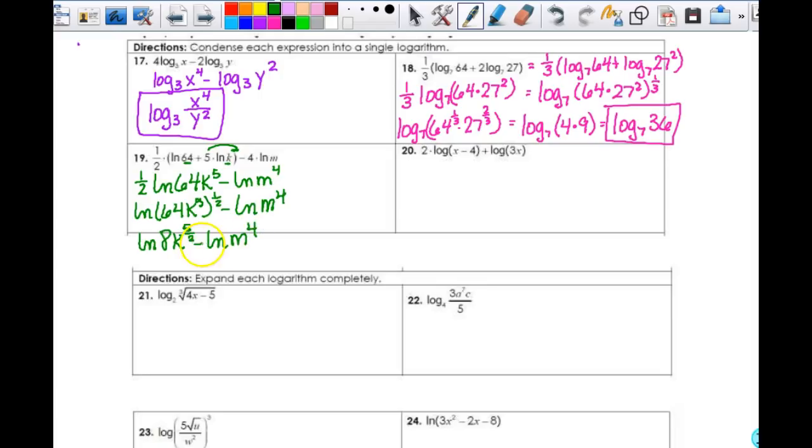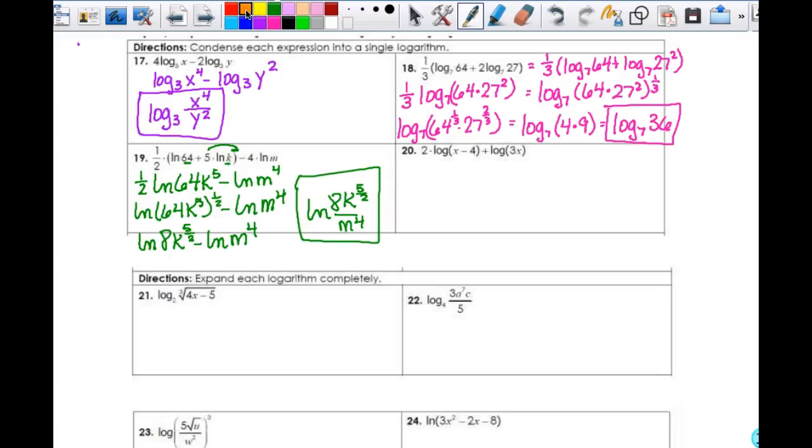Then I am subtracting two logs with the same base, so this is going to be the natural log of 8 times k to the 5/2 power over m to the 4th. I'm going to rewrite that part there. It's the natural log of that. That is my answer.